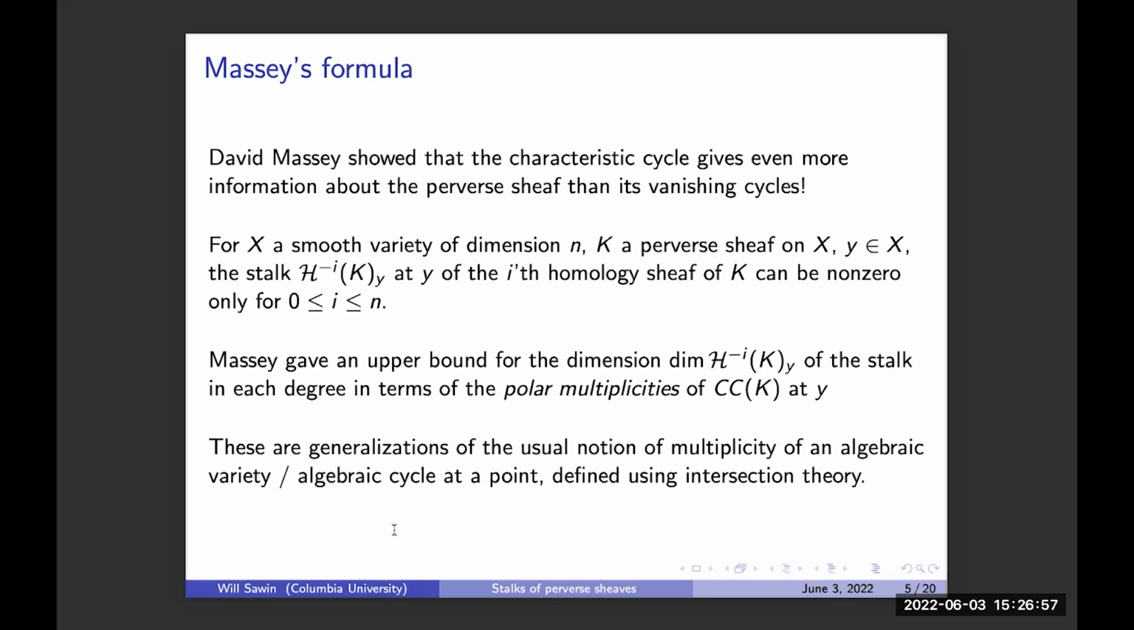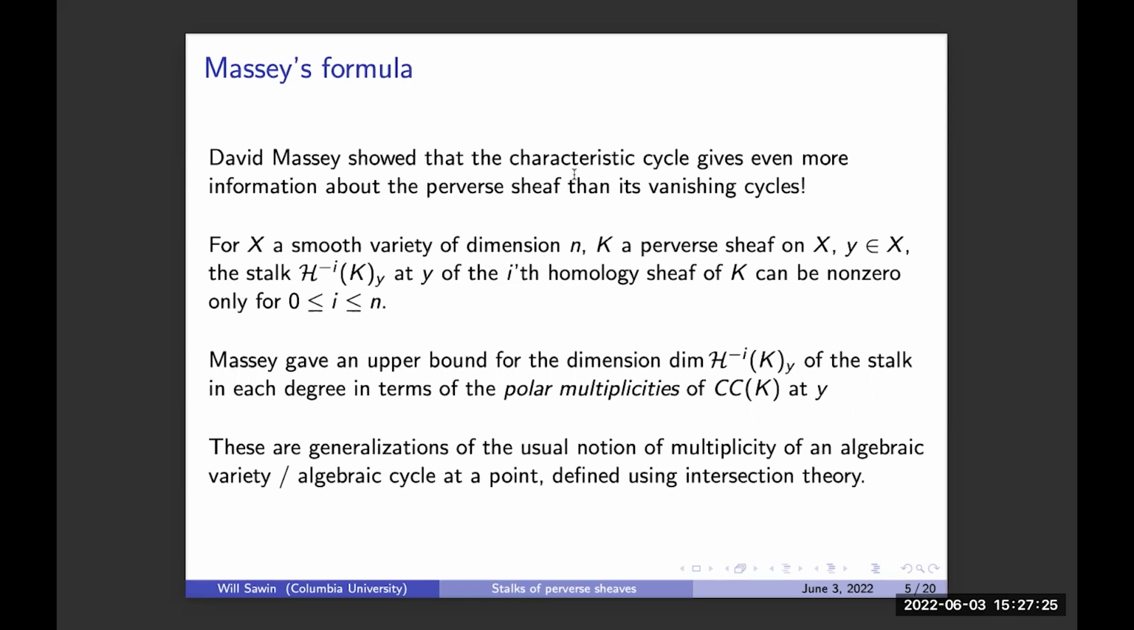So the characteristic cycle, by definition, it tells you about the vanishing cycles of your sheaf, but it also tells you about a bunch of other stuff. So I guess one property I didn't write down is the characteristic cycle. If you intersect it with a zero section and have a global intersection number, that will tell you about the Euler characteristic of your variety.